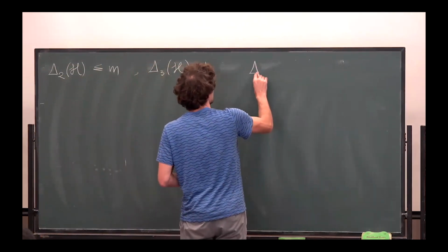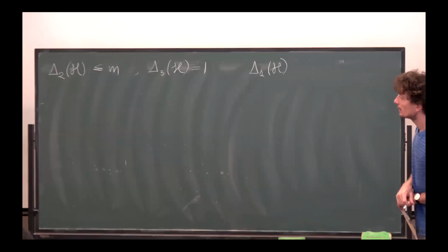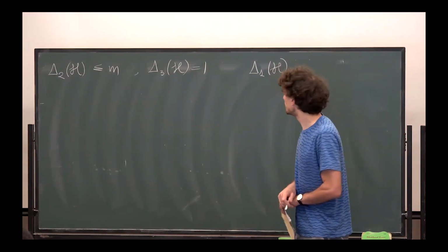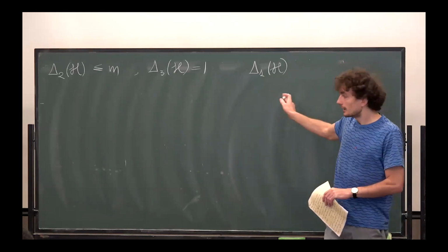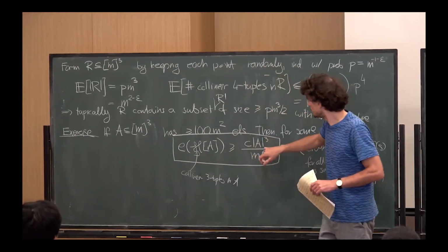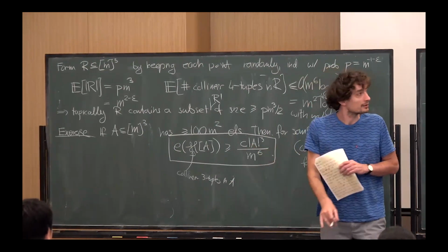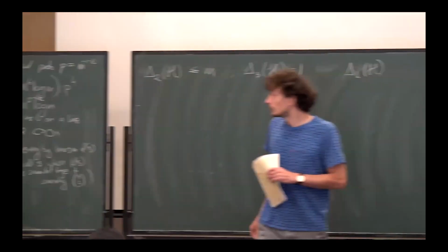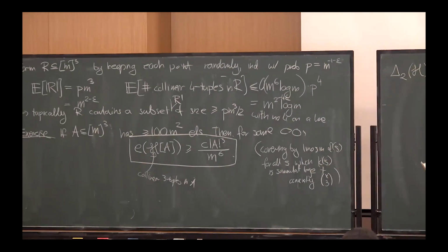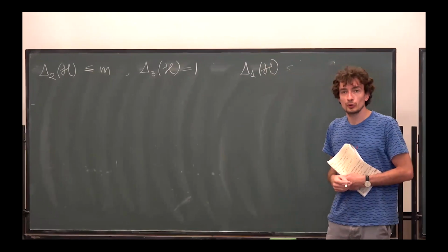And delta one, well, here, unfortunately, delta one will be a little more complicated, because the only trivial bound that we have is even worse. So if I take A to be all the elements, which is n cubed, then I will get only order n cubed collinear three tuples. And we will need some better bound. But suppose that we do get some bound here and I am able to apply the lemma.